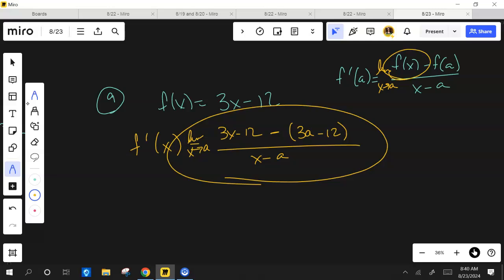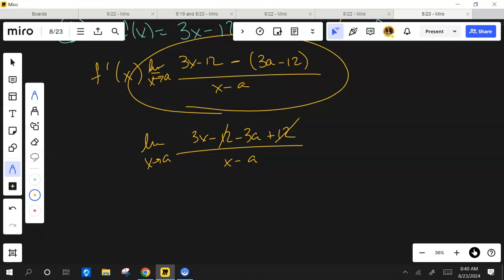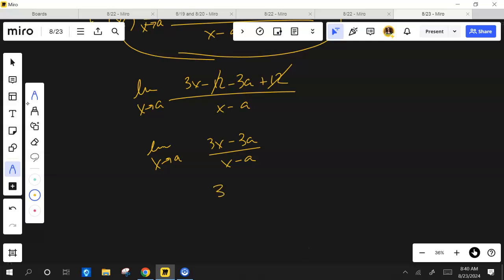FRQ situation, no, you've never, what? Okay, so here I would get, this is the limit as x approaches a of 3x minus 12 minus 3a plus 12 over x minus a. Obviously the 12s are going to cancel. So now I've got the limit as x approaches a of 3x minus 3a over x minus a. That's right, because I can factor a 3 out here.